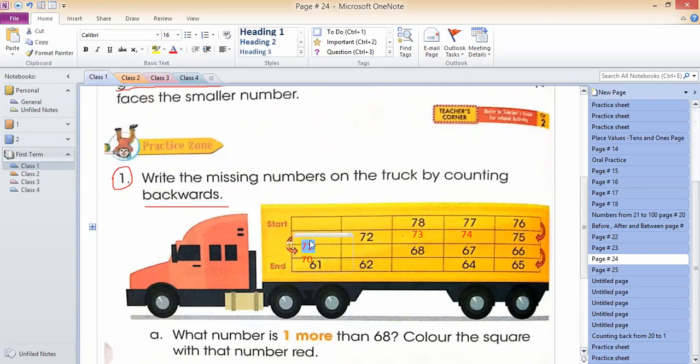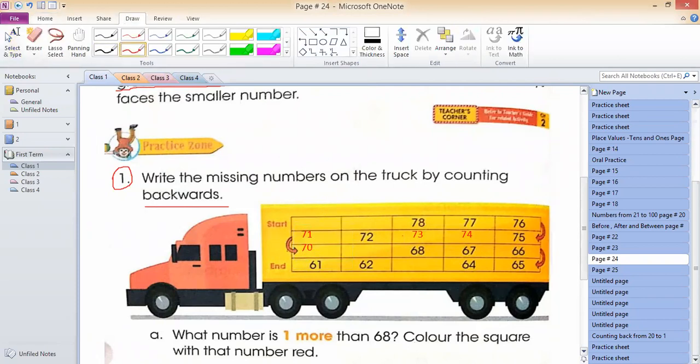Now we have to write 70. We have to write here. So guys, before 70, what comes? We will write here. Before 70, what comes? I'm not going to take answers in the chat box because you know the pattern. So I'm going to take one student, and that is Anas Ayman Shahada.